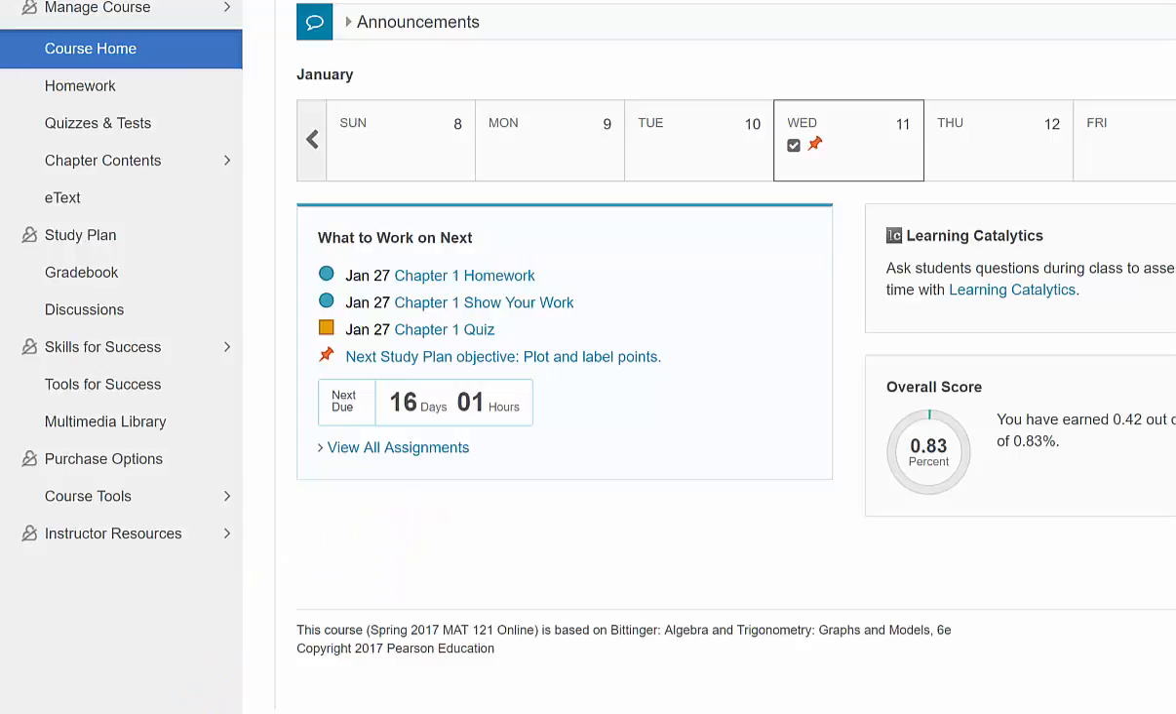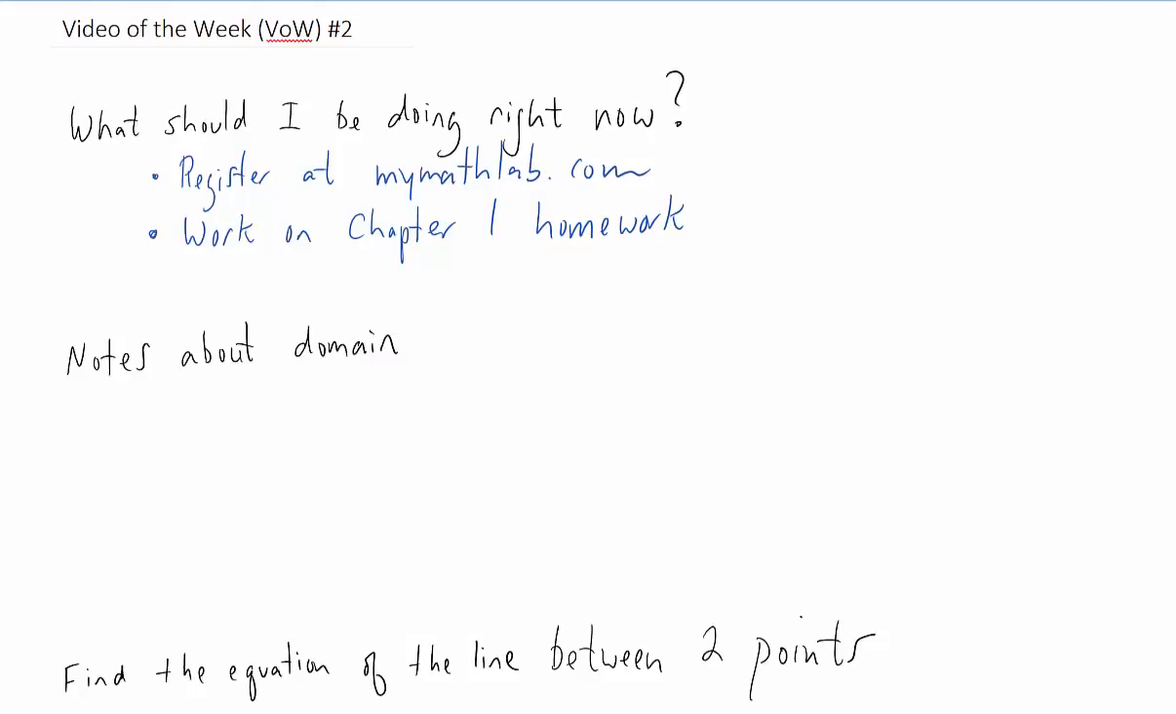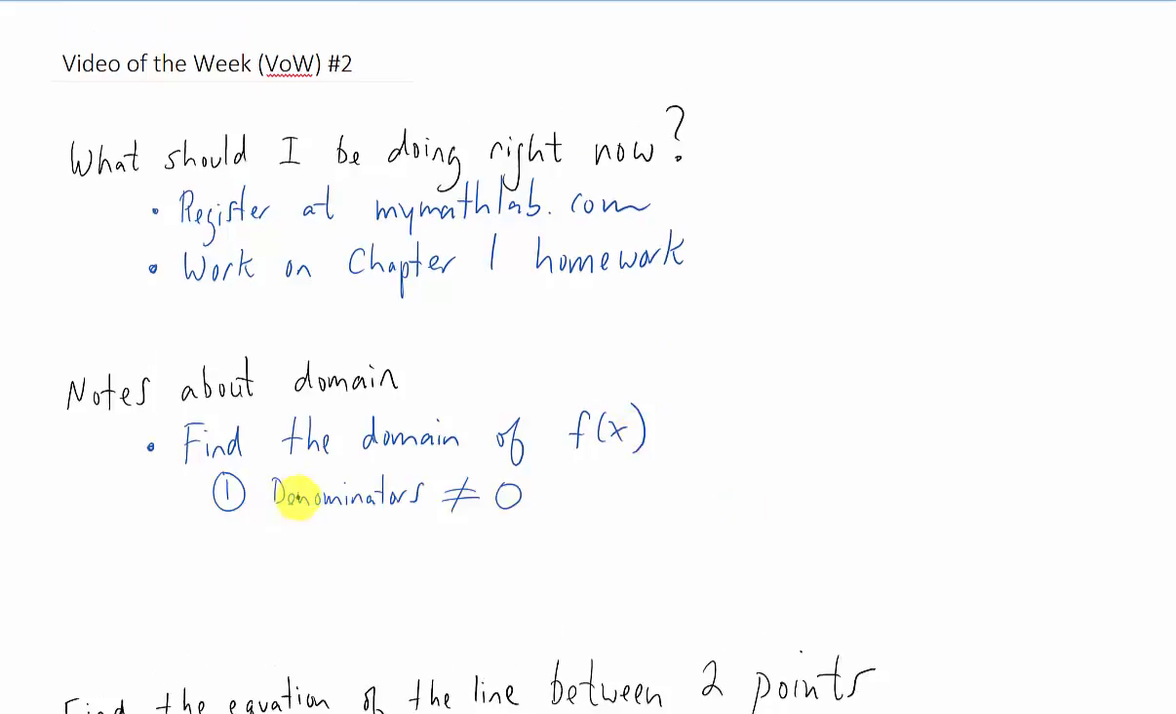Okay, let's talk about domain. So two main things that you want to know at this point in the course about domain. Typically what you'll be asked is to find the domain of some function, and you'll be given some function. Two things you're looking for. One, you're going to have restriction on domain if you have a denominator in your function. More specifically, the denominator in your function cannot equal 0.